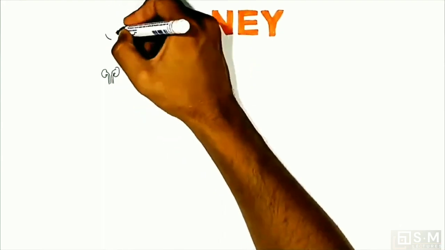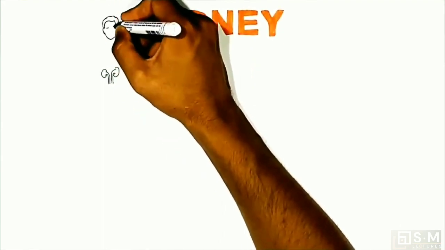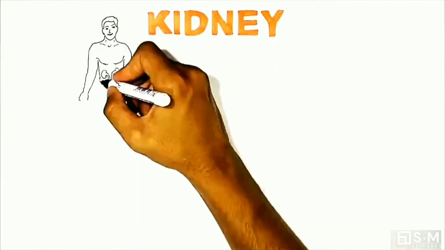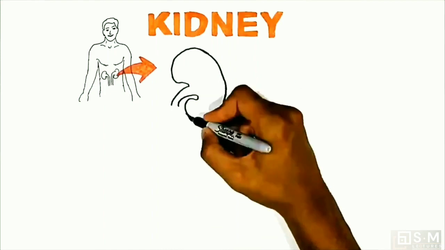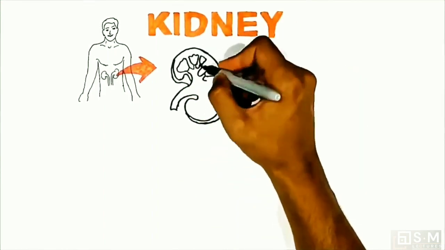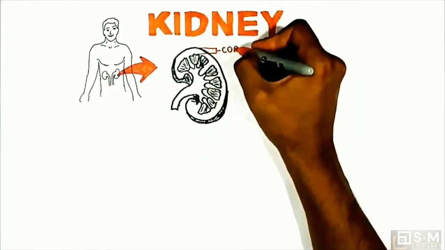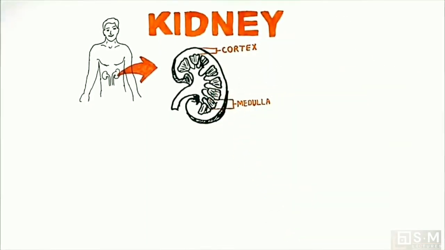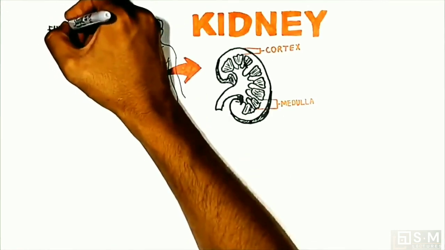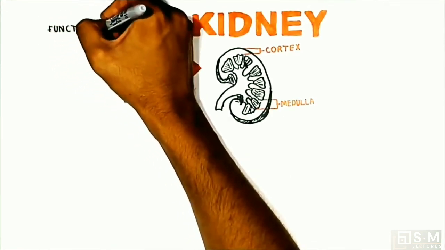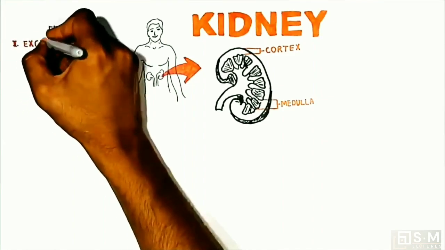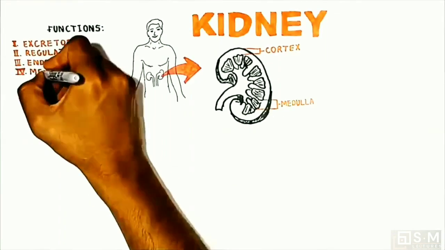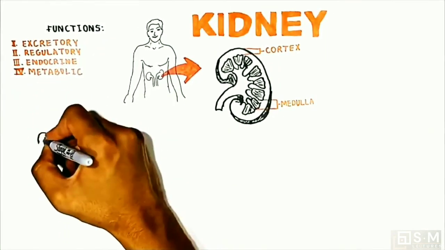The kidneys are bean-shaped organs located at the rear of the abdominal cavity in the retroperitoneal space. If you look inside the kidney, you will see that it has an outer region, the renal cortex, and an inner region, the renal medulla. The kidney has four main functions: excretory function, regulatory function, endocrine function, and metabolic function.